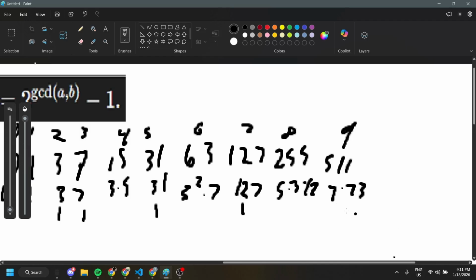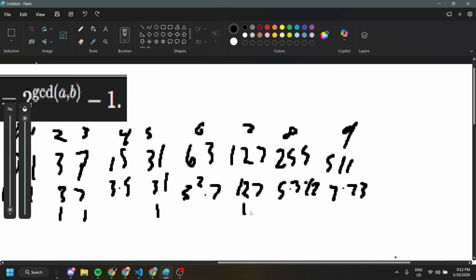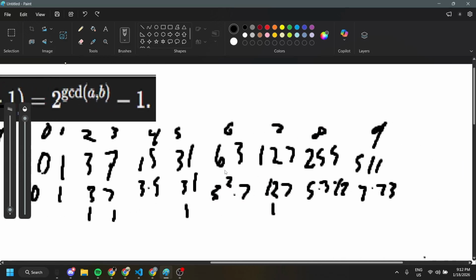I noticed something weird too, because 9 breaks the odd thing that we noticed before, but it also doesn't have a factor of 3, whereas all the other non-prime ones do have a factor of 3. So, that's interesting.